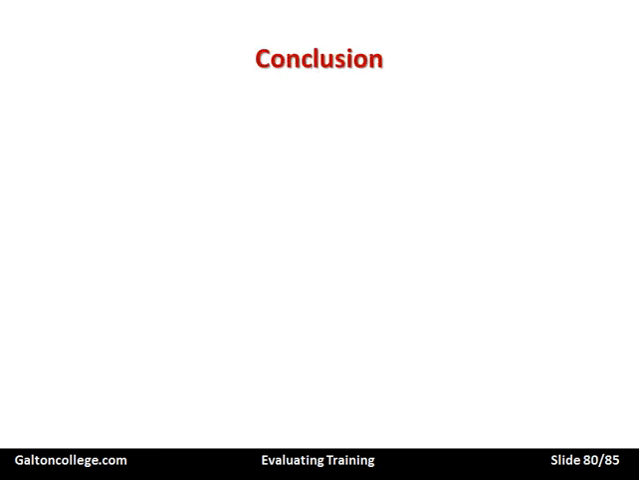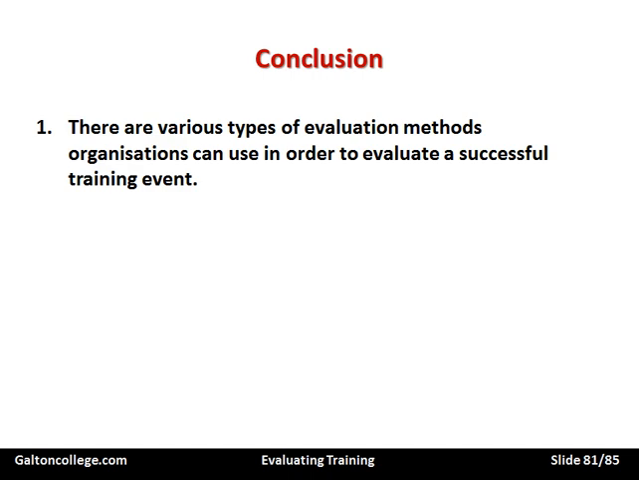The conclusion to all of this, well, there are various types of evaluation methods organisations can use in order to evaluate a successful training program. We've looked at the Kirkpatrick model and the ADDIE models, and in terms of the ADDIE model we looked at evaluation as the last component and briefly ran across what was required for good evaluation there. The Kirkpatrick model is somewhat more detailed, but as we've seen as we worked our way through it, it's also very complex to get accurate information.